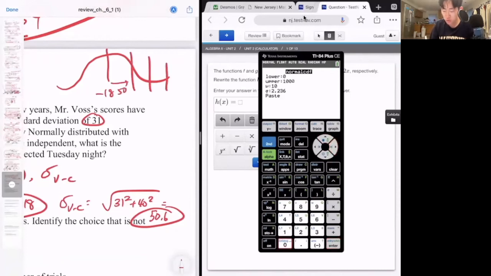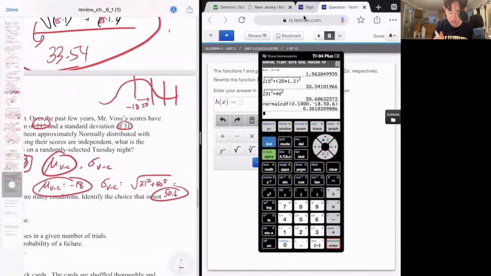So the standard deviation is actually quite high. The mean is negative 18, standard deviation is 50.6. And when you do that, the probability of that happening is about 36%. So you use normal CDF and you can get this value because everything here, they said it was normally distributed. So you're combining the like terms with the formulas that I provided for you, and then you're getting the answer that way.